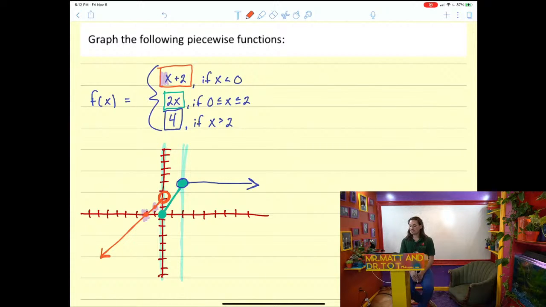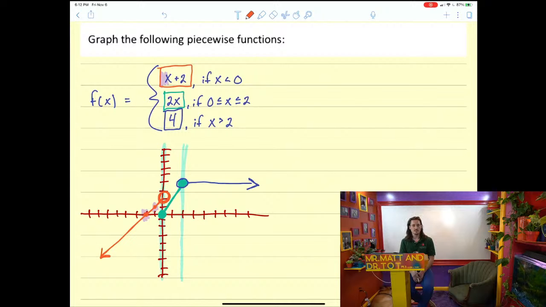In between 0 and 2, the function 2x is inclusive to the endpoint, so we have solid dots. And then we have a slope of 2. So when x is equal to 0, plugging in 0 for 2x, we get 0. So that's why we're at the origin. We start at 0, 0. And then we're going up 2 for every 1 right. That's what the slope of 2 represents.